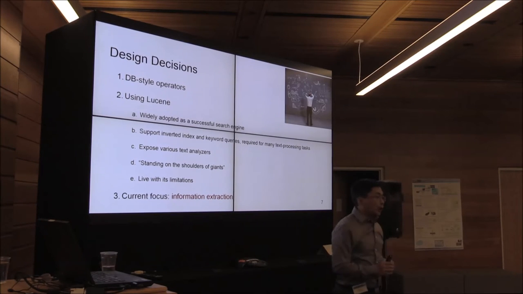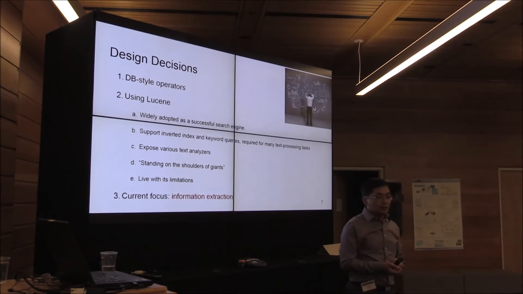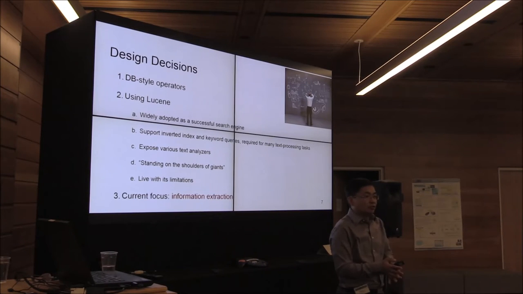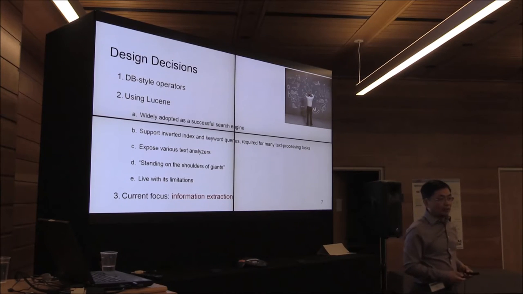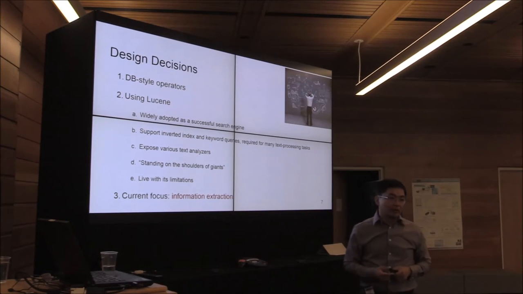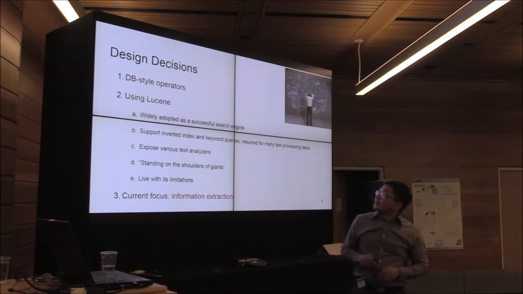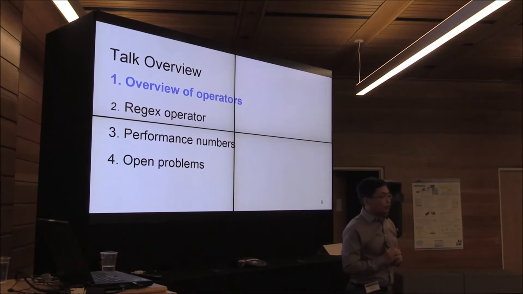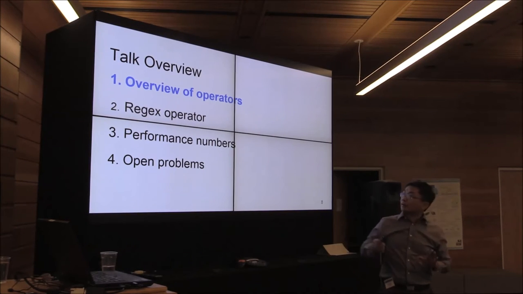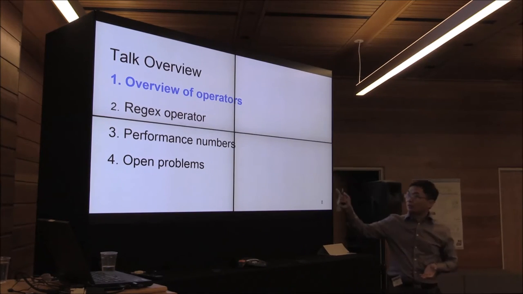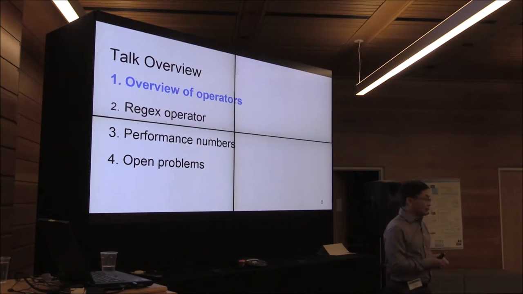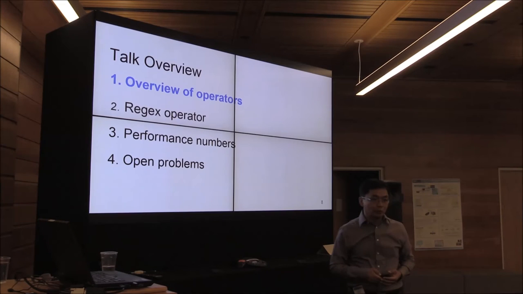Now, our vision is general text processing, but at the same time, given our initial stage, we want to stay focused. We want to just focus on information extraction. And information extraction itself, I believe, is already a very big market. If we can succeed in this direction, we already have impact. So this is an overview of the rest of the talk. I'm going to first talk about a few operators we already implemented. Then we talk about one particular one, which is regex, which is pretty interesting to look at the details. And we talk about some initial performance numbers. And then we talk about the future open challenges we're facing.